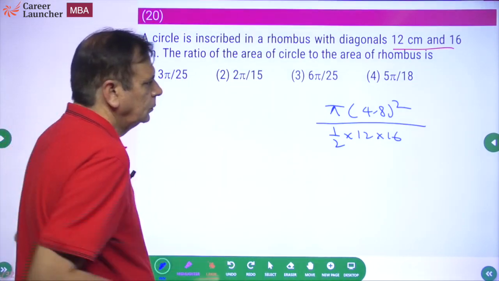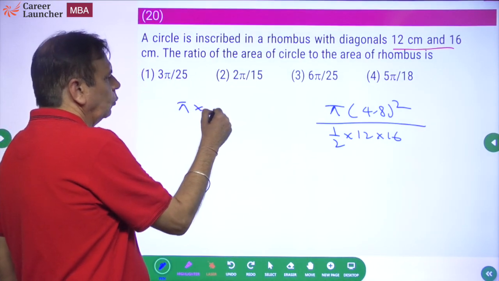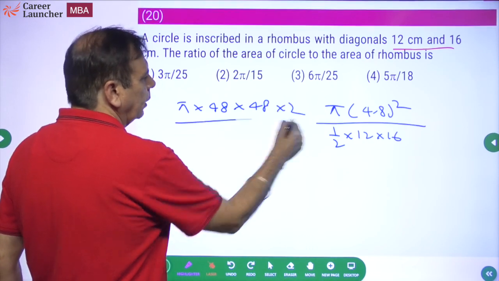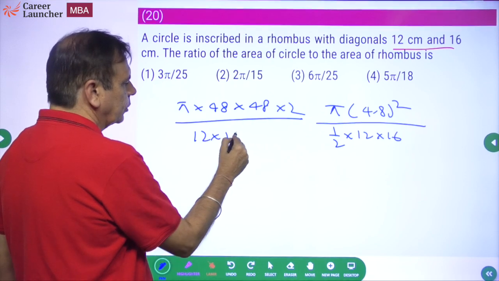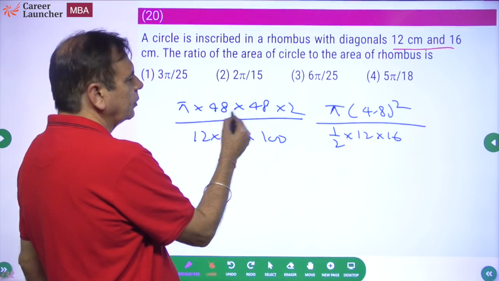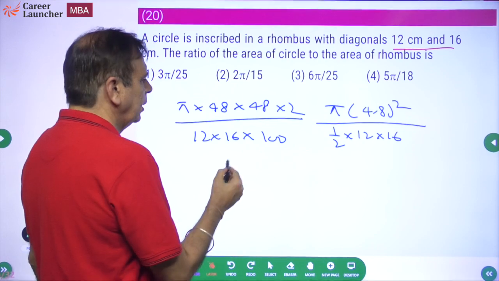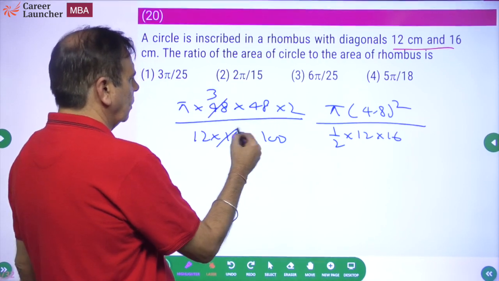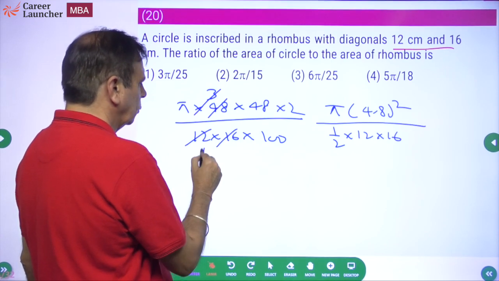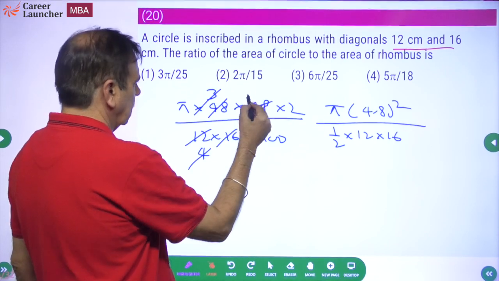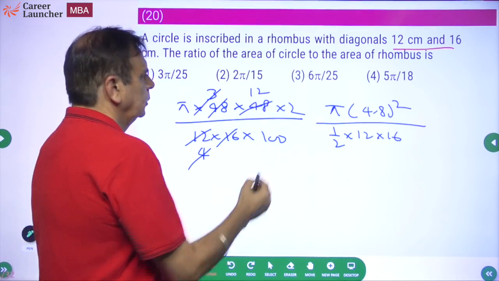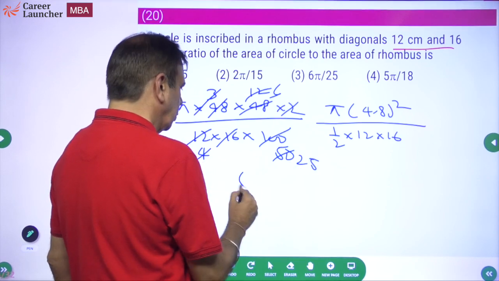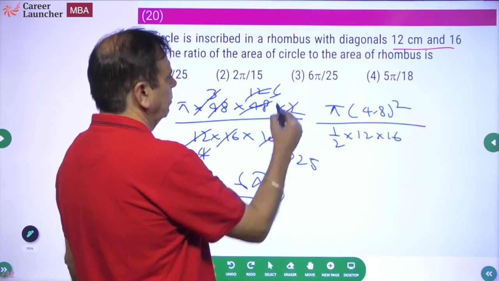So, pi into 48 into 48. This 2 goes into the numerator upon 2 into 2 upon 12 into 16 into 100. Why? Because instead of 4.8, I've written 48, so there's a 100 in the denominator. 16, 3 is a 48. Then 3, 4 is a 12. 4, 12 is a 48. Then 50, 6, 25. Answer should be 6 pi by 25.